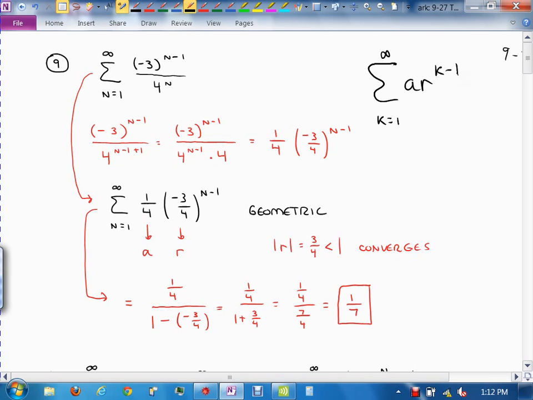And now I have an a and I have my r, right? So here's my sum. The absolute value of r is 3/4. That's less than 1, so it converges. What does it converge to? What's the formula? A over 1 minus r. But r here is negative 3/4, so you have to do all this stuff, and it comes out to be 1/7. Okay?